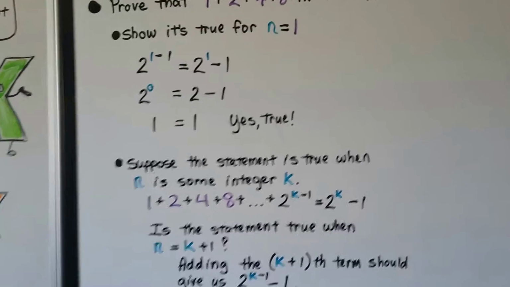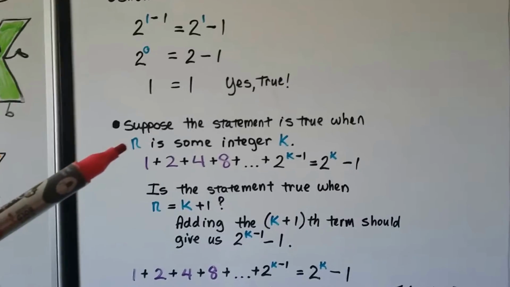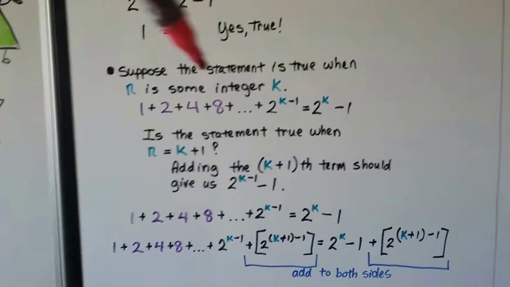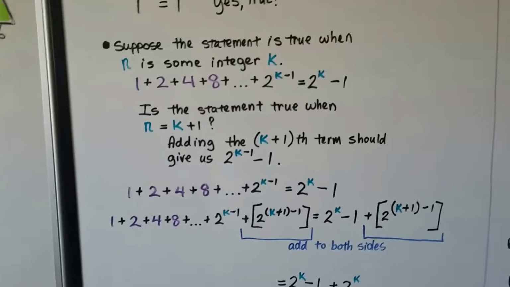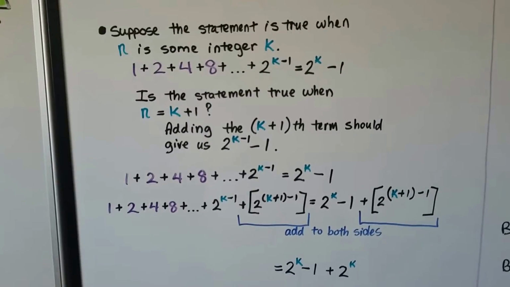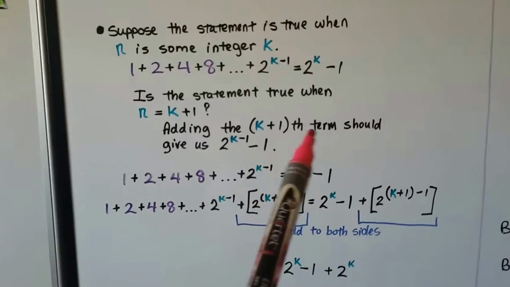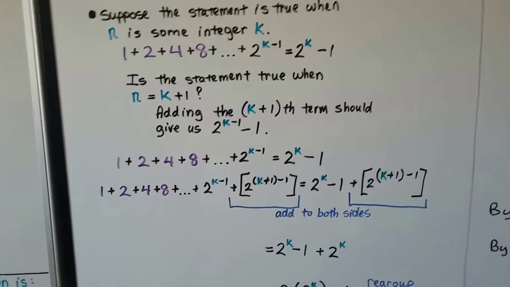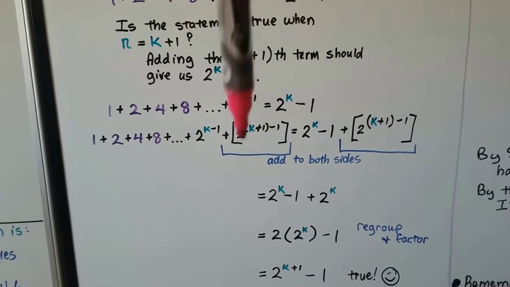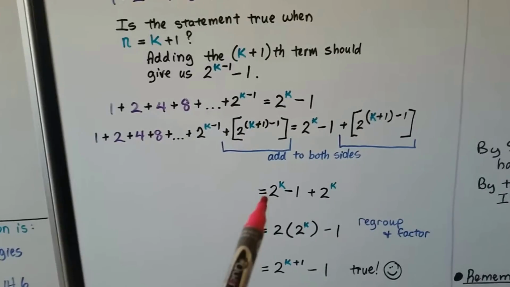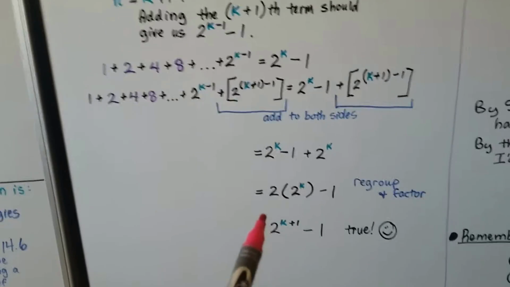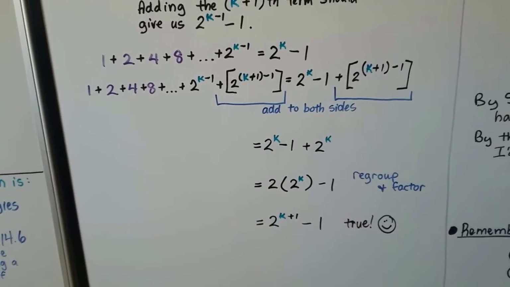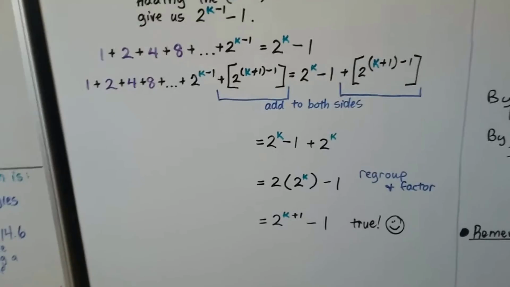So yes, it's true. Suppose the statement is true when n is equal to some integer k. So we could pick some random integer and put it in the place there. Now we're going to put k in place of where n was. Is the statement true when n is equal to k plus 1? Adding the k plus 1th term to each side of the equation should give us 2 to the kth minus 1 plus 2 to the k. We can regroup and factor, and when all is said and done, we find out that it's true. If you're still lost, this should clear everything up.